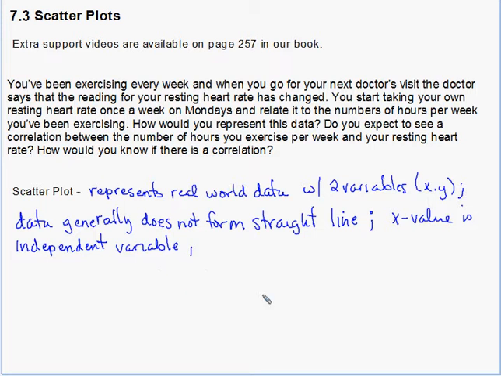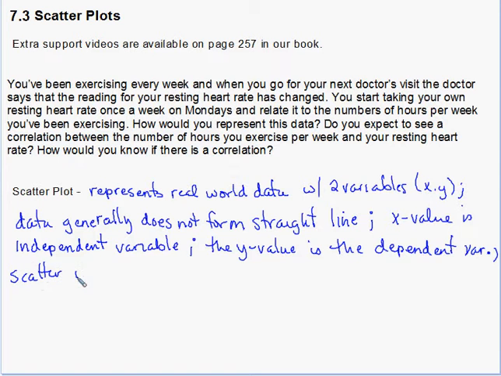The x value is the independent variable. The y value is the dependent variable, or rather what you think is the dependent variable. Sometimes the two variables aren't dependent on each other. They're completely separate. So, like I said, a scatter plot is used to determine if there is a relationship.